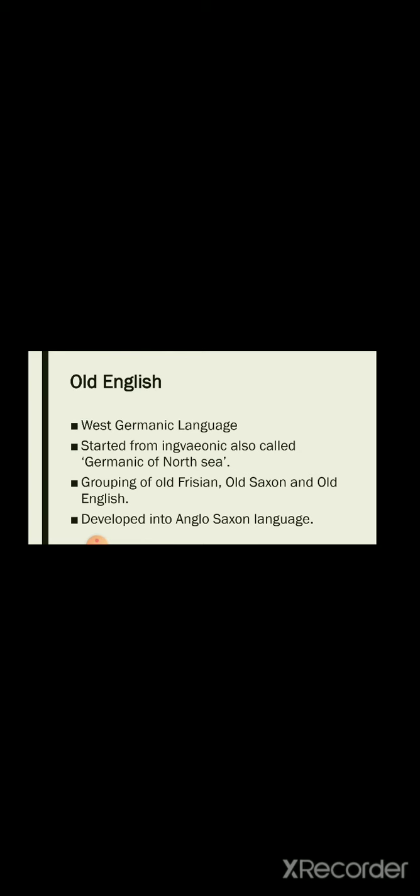Later it developed into the Anglo-Saxon language, the language spoken by people living in parts of modern England and southeastern lands of Scotland. Anglo-Saxon was developed only after the 7th century, after Christianization. It was constantly influenced by many languages.